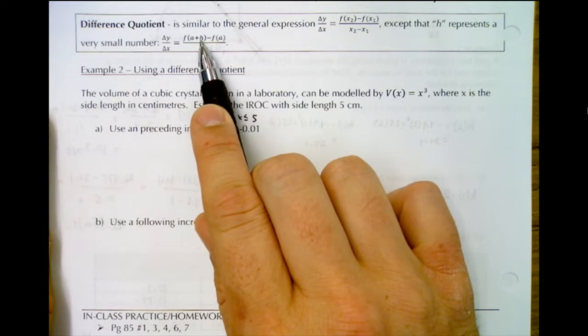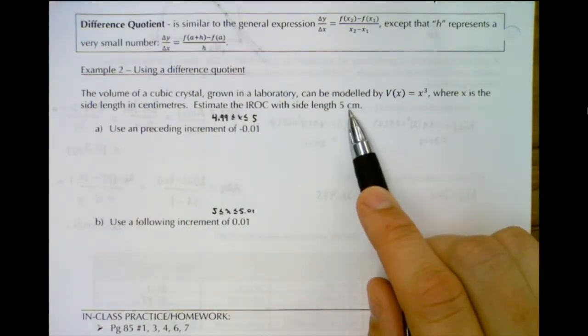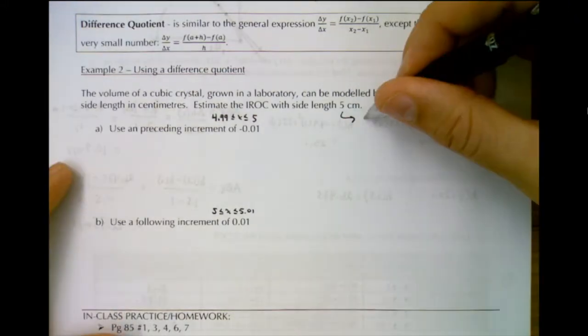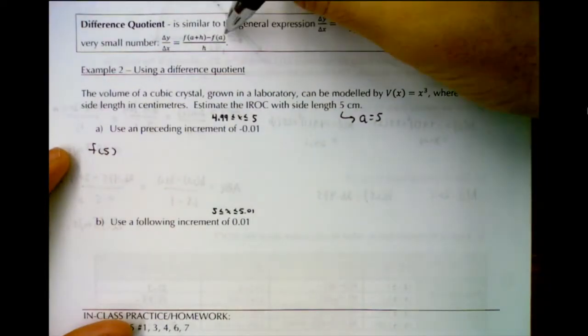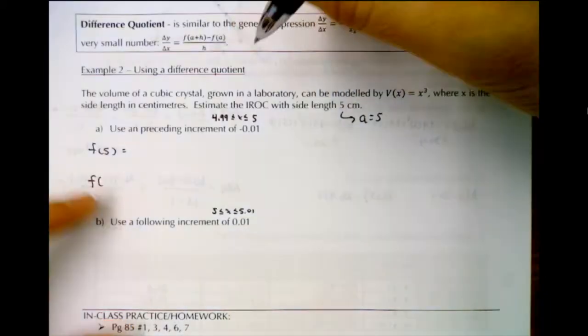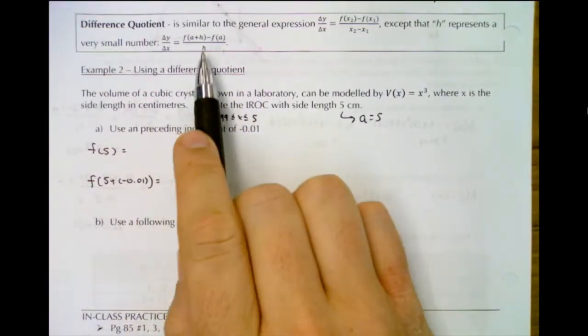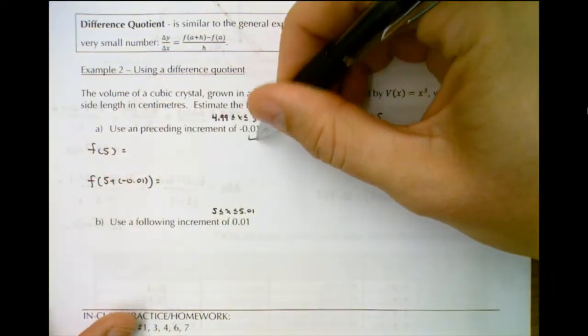Okay? So, to use the difference quotient, we need to figure out what the function would be at a plus h. Well, what's a? A is where you're looking for your instantaneous rate of change. We're looking for an instantaneous rate of change when the side length equals 5. So a is 5. So we need to know for our first interval what the function is at 5. That's this term. We need to know what the function is at 5 plus our preceding increment of negative 0.01. And we need to know what h is. H is our preceding increment. This is h.